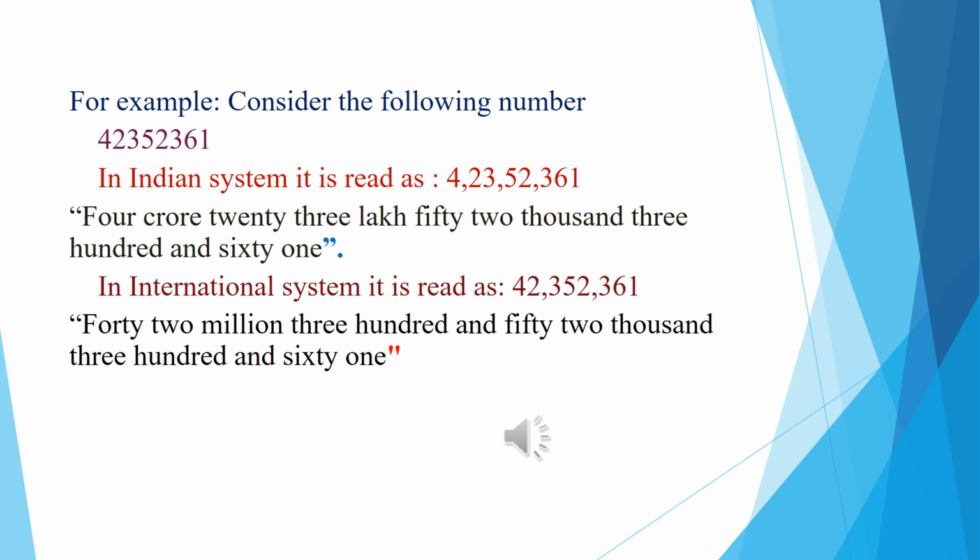52,361. And in international system, we have to put a comma after 3 digits from the right, again after 3 digits. So we can write the number name as 42,352,361. Hope you all remembered how to write the given number name in Indian system as well as in international.